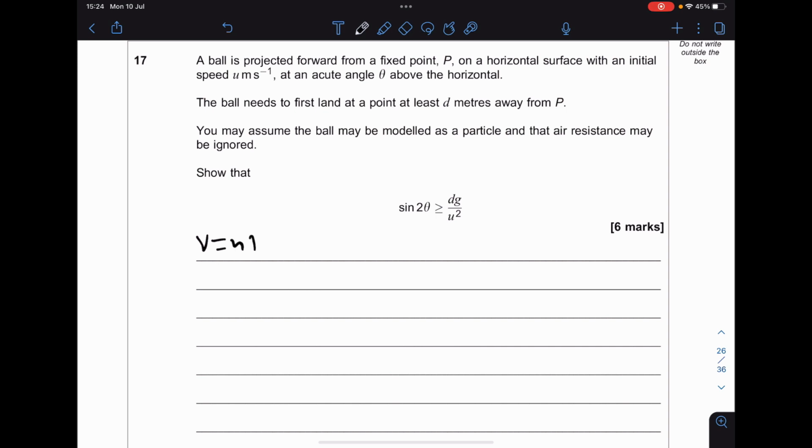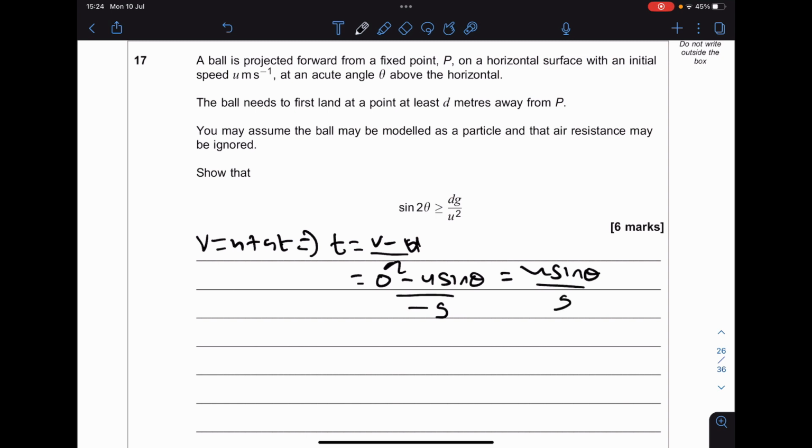v equals u plus at, which means that t is (v minus u) divided by a, which is 0 minus u sine theta, the component of that, divided by minus g, the acceleration. Because I'm going upwards as positive, it's going to be negative, which is going to be u sine theta divided by g.